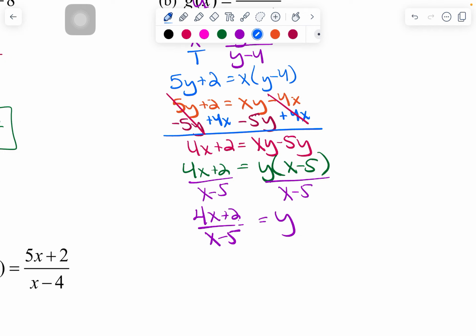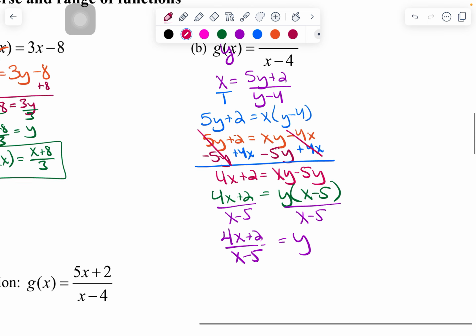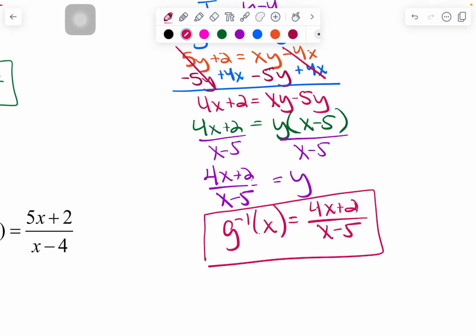All right, but let me go check my original notation here. It was g of x. So if I do g inverse of x, that's going to equal 4x plus 2 all over x minus 5. All right, so we did an inverse.